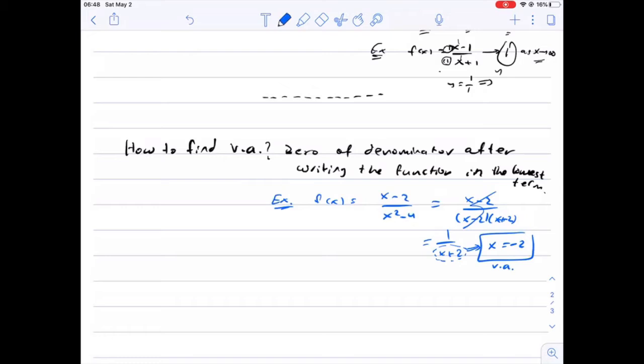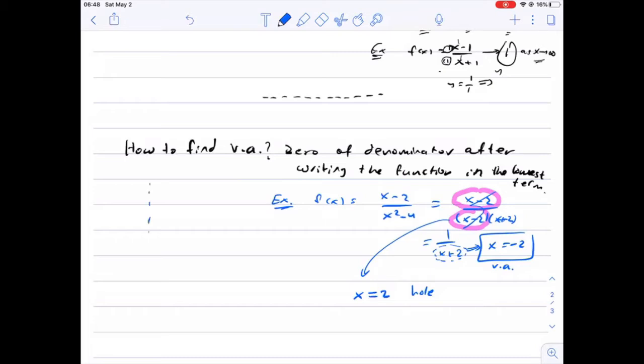Now look at the term that was removed from this expression. The zero of the removed term, I mean x equals 2, the value of x that makes the removed term equal to 0, is called a hole. And that's the main difference between a vertical asymptote and a hole.